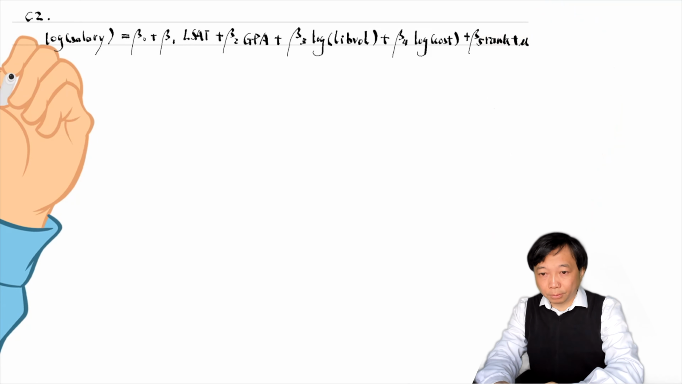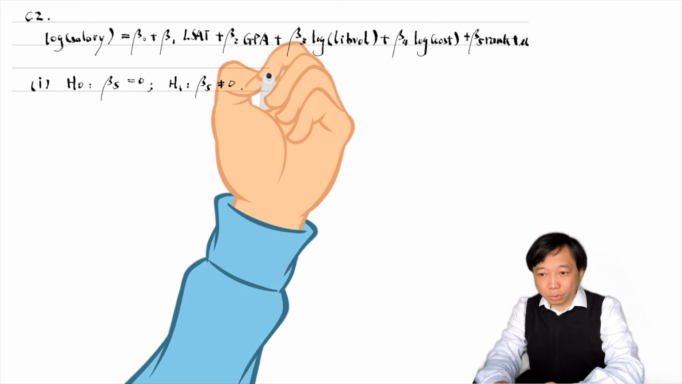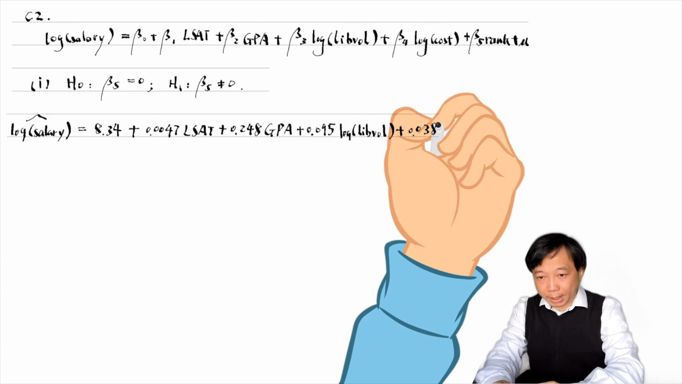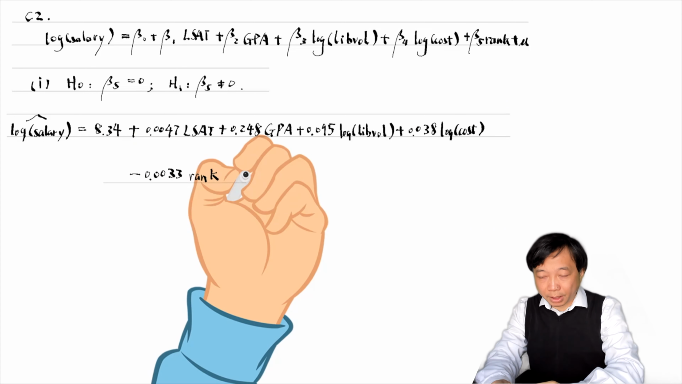For the first question, the null hypothesis that the rank of law schools has no ceteris paribus effect on the median starting salary is beta 5 equals 0. The two-sided alternative is that beta 5 does not equal 0. We regress the log salary on LSAT, GPA, log library volumes, cost, and rank.